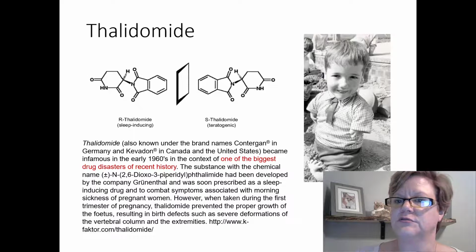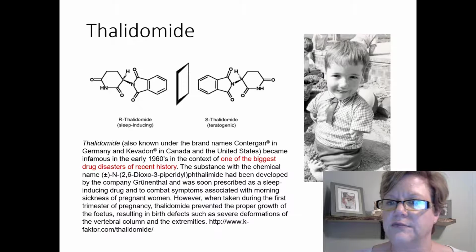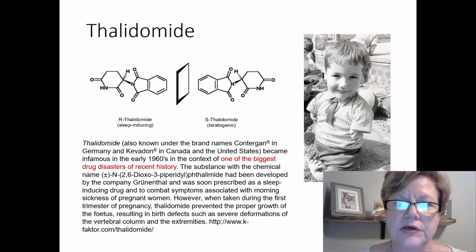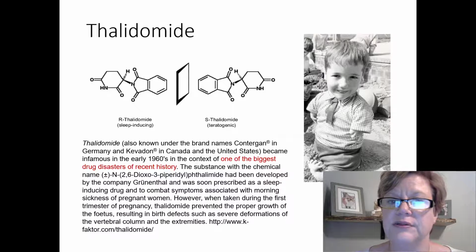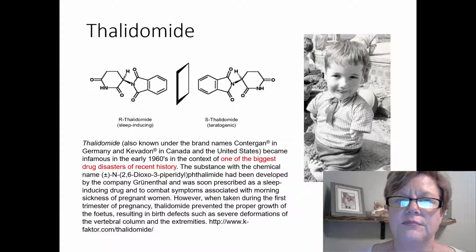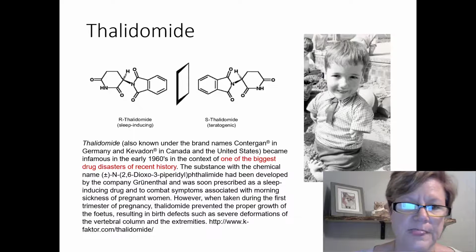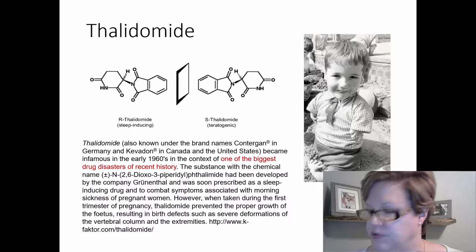So you can see in the picture the boy with the limbs that are malformed. And so the R isomer and the S isomer of thalidomide have completely different effects on the body. In the case of this story, the R thalidomide is the one they were going for in terms of getting the drug effect. But there's always going to be some of the other versions mixed into any synthesized drug, and they didn't know that it was going to cause birth defects. So it's one of the biggest drug disasters of history. Of course, it got recalled.